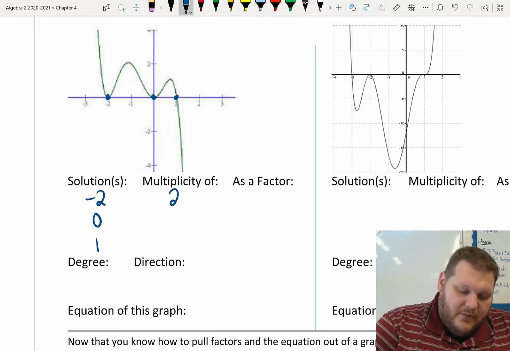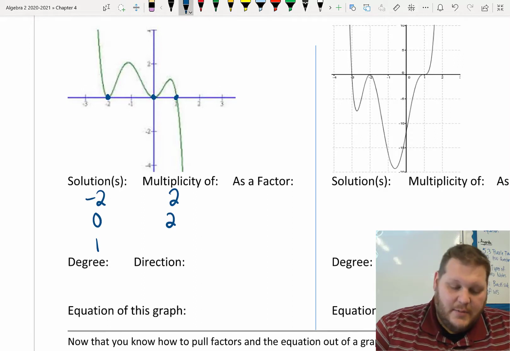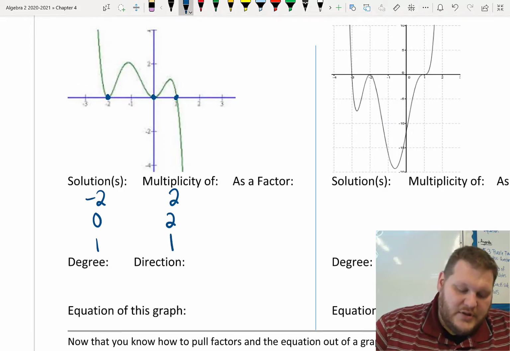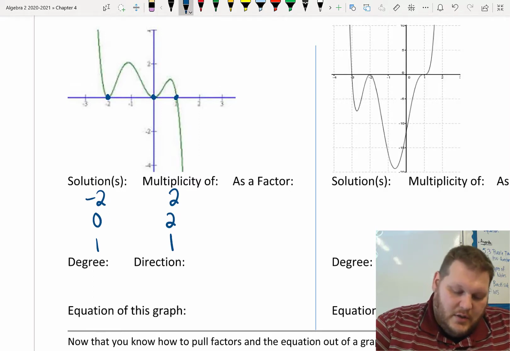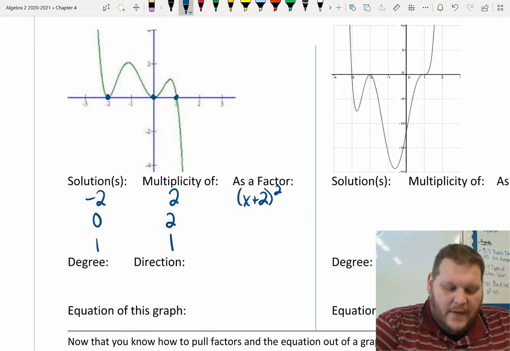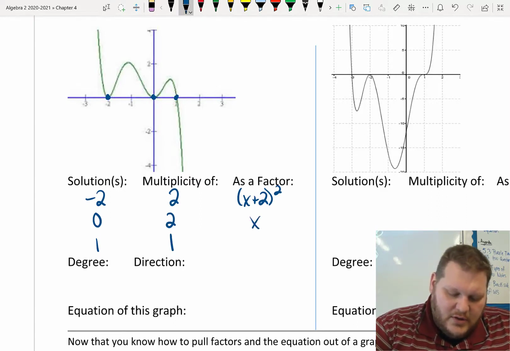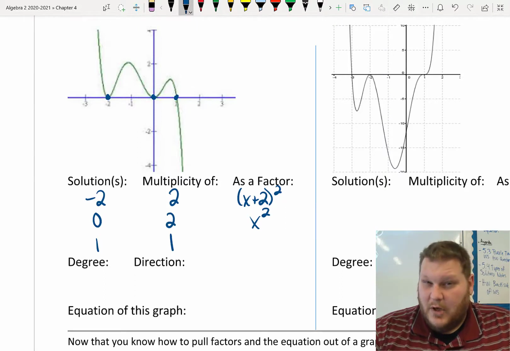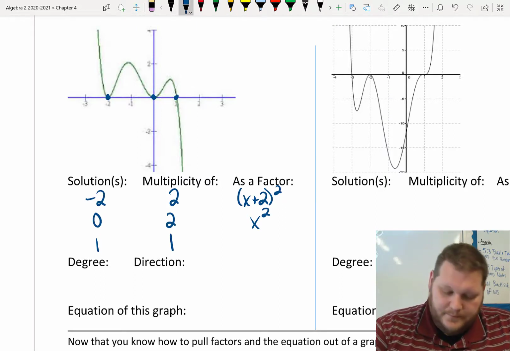-2 and 0 both have a multiplicity of 2 because they bounce at those intercepts. And then +1 just has a multiplicity of 1 because it goes straight through. So this is x plus 2 squared, because again, opposite of that. This middle one is a little bit tricky because it should be x minus 0 squared, but we're going to go ahead and just ignore that minus 0 because we know that doesn't do anything. x minus 0 squared is the same thing as just x squared.